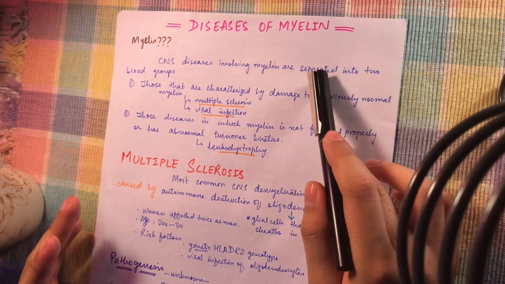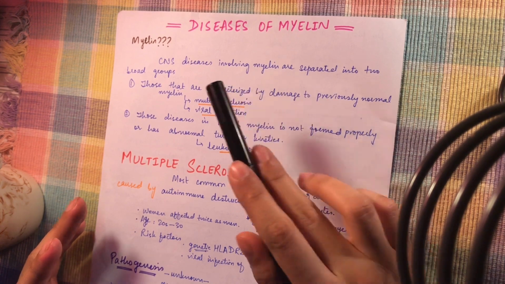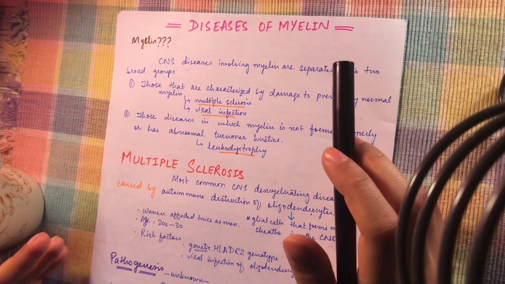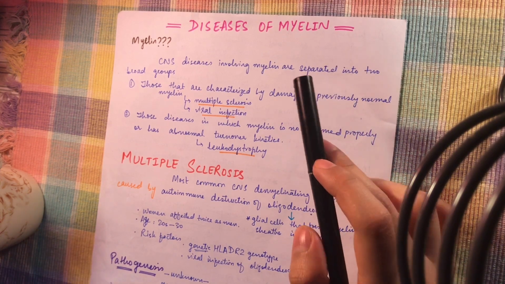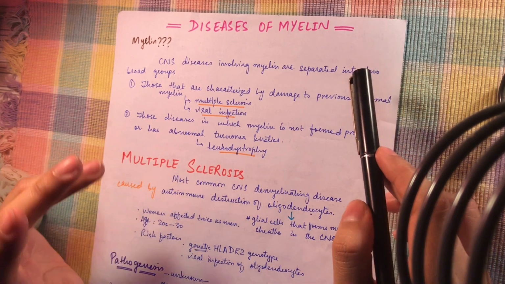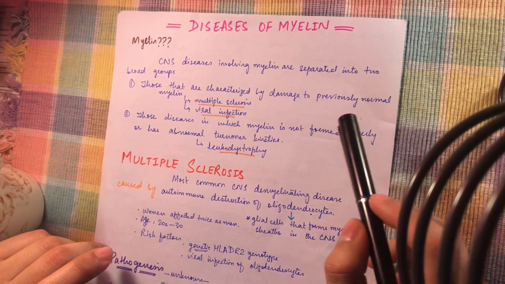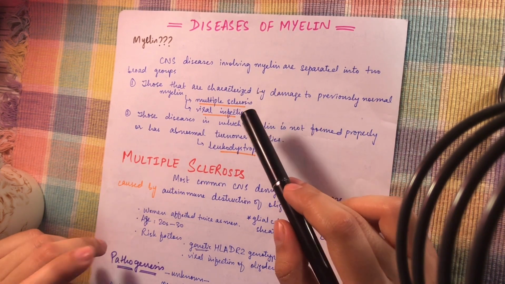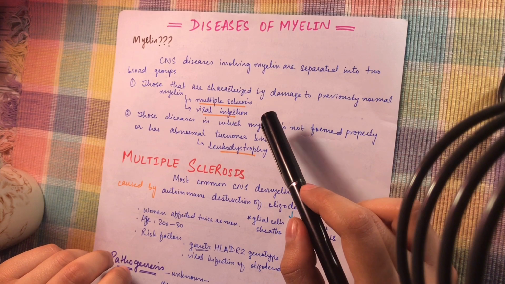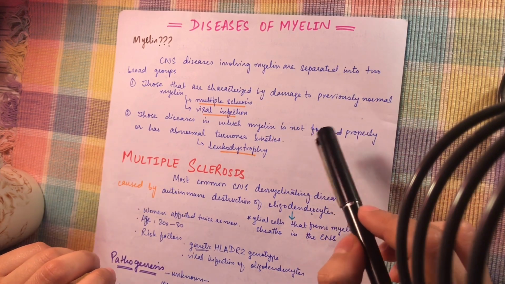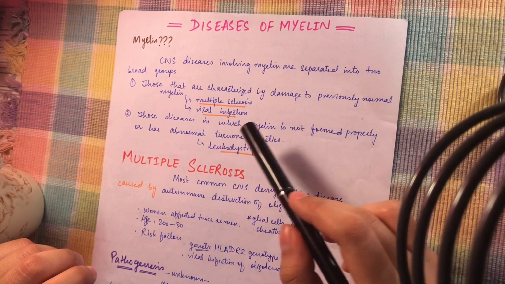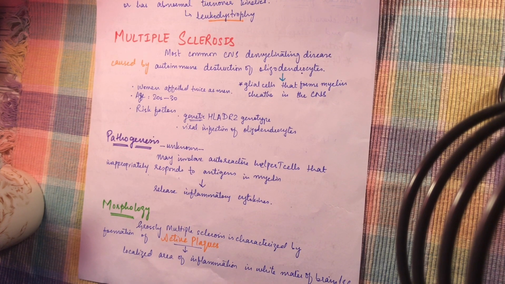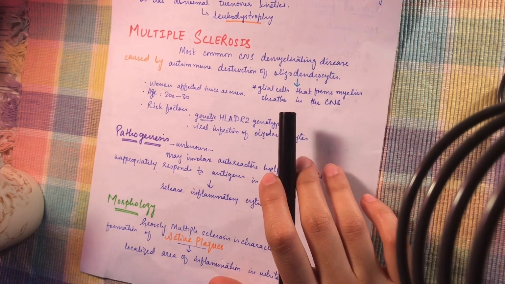And the demyelinating disorders are characterized by the destruction of the myelin or oligodendrocytes, and here the axons are generally preserved. So CNS diseases that involve myelin are separated into two broad groups: those that are characterized by damage to previously normal myelin, and that includes multiple sclerosis and the viral infections that can cause damage to the myelin, and those diseases in which the myelin is not formed properly or has abnormal turnover kinetics, and that includes the leukodystrophies. So let's start with the first one, that is multiple sclerosis.